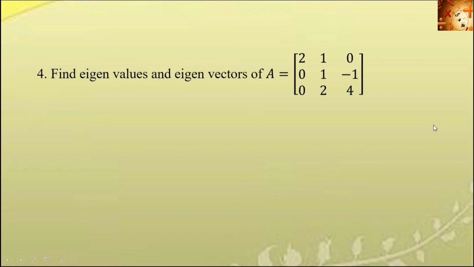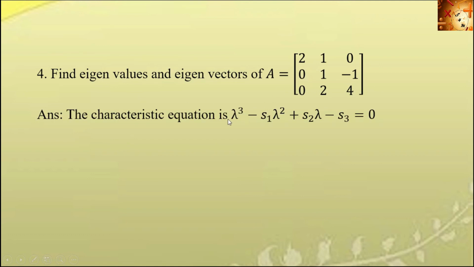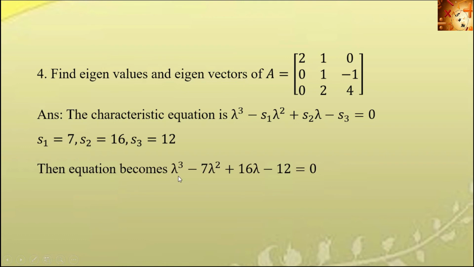Next problem, same kind of problem: finding the eigenvalues and eigenvectors of this matrix. Here it is a 3 by 3 matrix, so the characteristic equation is this one. S1 equal to 2 plus 1 plus 4, that is 7, S2 equal to 16 and S3, that is the determinant, is equal to 12. Substituting these terms in the equation, we have lambda cube minus 7 lambda square plus 16 lambda minus 12 equal to 0. Solving this, we have lambda equal to 2, 2, 3. Here the eigenvalue 2 is repeated.